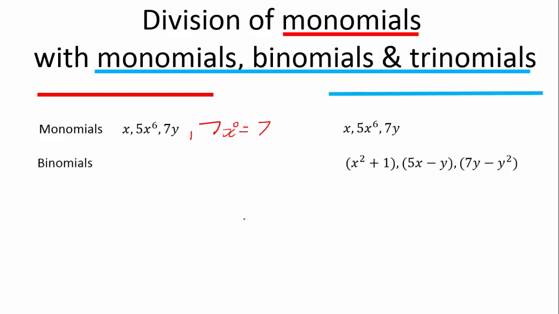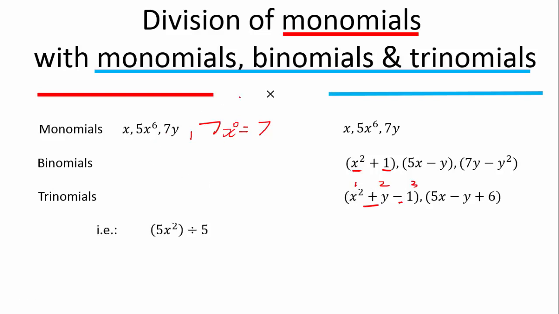A binomial has two separate terms, unlike terms. A trinomial has three unlike terms, separated by pluses and minuses. So you can see there's 1, 2, 3. Okay, and we're dividing these. For example, we've got 5x squared divided by 5. This would be a monomial divided by a monomial.